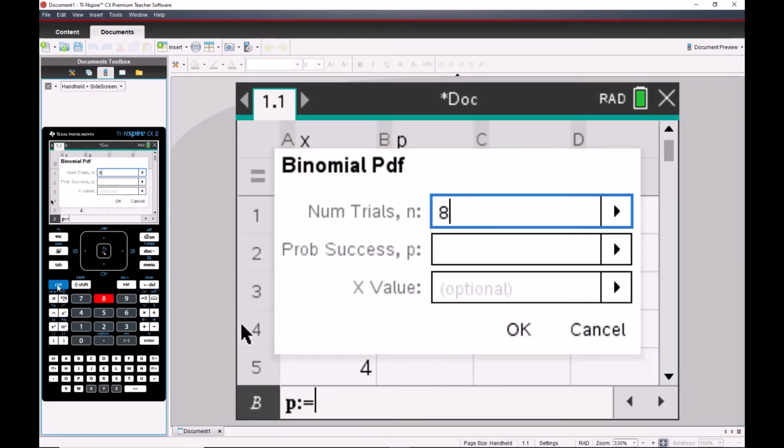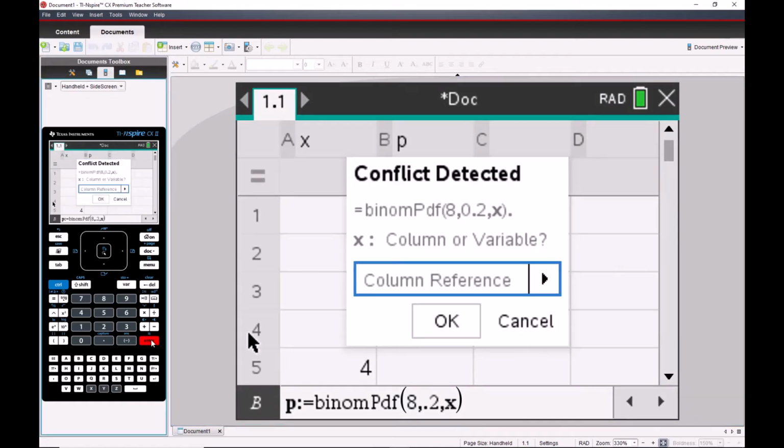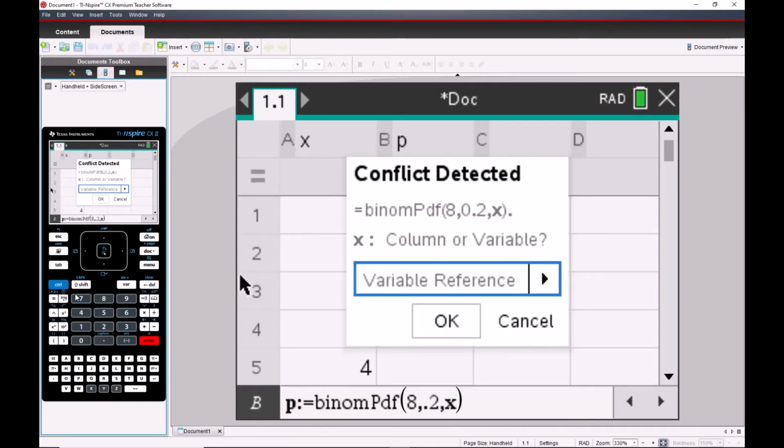All right, so 8 is n, and we're doing the 0.2 version first. And when you go to the x value, we want to just put the letter x in there because we have set up a whole bunch of x values, so why not include all of them? Go ahead and hit OK. And then if you hit enter again, it's going to want to know column reference. In other words, we're referring to the A or the B up here or to the variable. We want the variable, right? So right arrow, go down, pick variable, enter, and then go to OK.